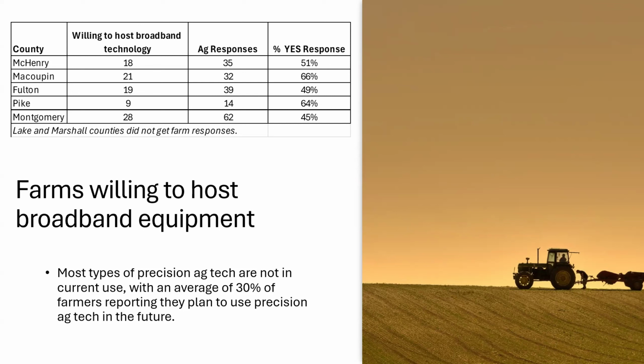So we had some pretty good ag responses for all these counties. Lake and Marshall didn't get farm responses, so they're not on this chart, but you see, anywhere between 50 to 60, a little over 60% are willing to host broadband equipment on their vertical assets.